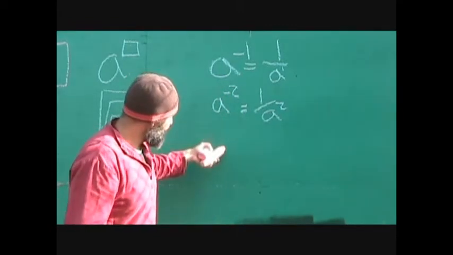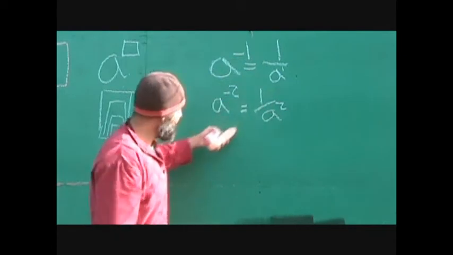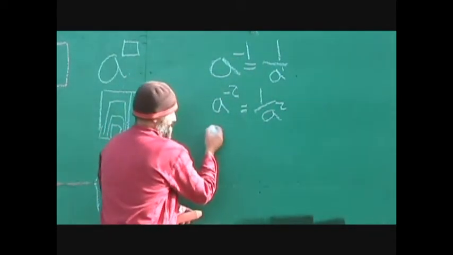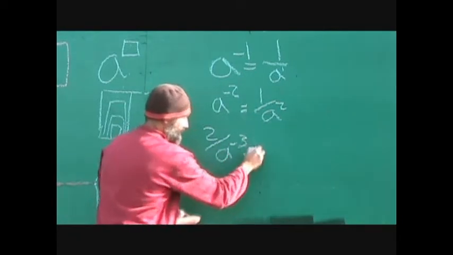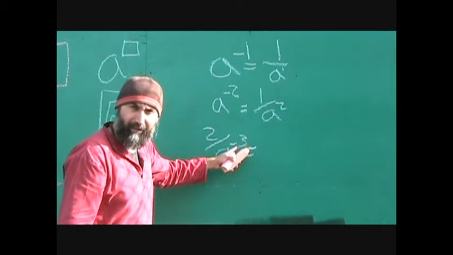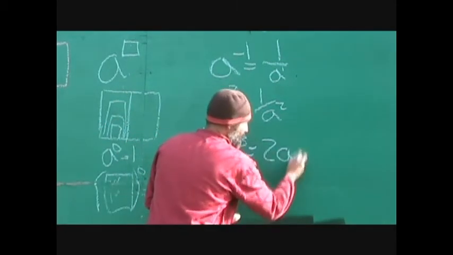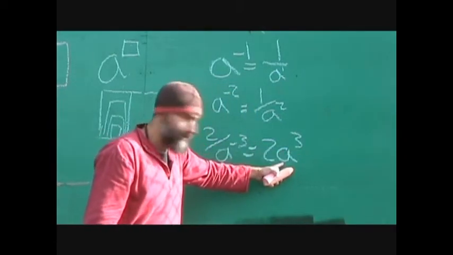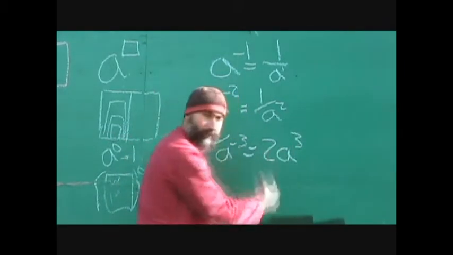Now, it also works the other way around. So if it's on the top, that's a negative power, it kicks it down. If it's in the bottom, and it's a negative power, it kicks it up. So if you had 2 over a to the negative 3, the negative power down here kicks the a up top. So this becomes 2 to the power of 2a cubed. Now this cube only applies to the a because there's no bracket here saying it applies to both of them.